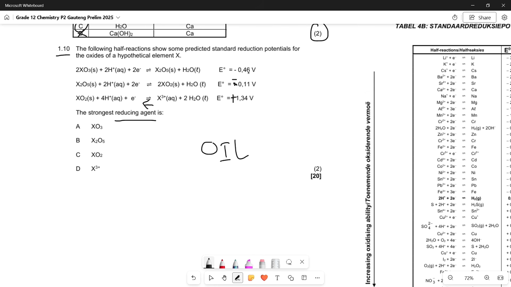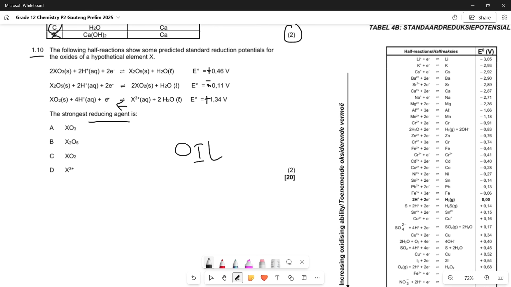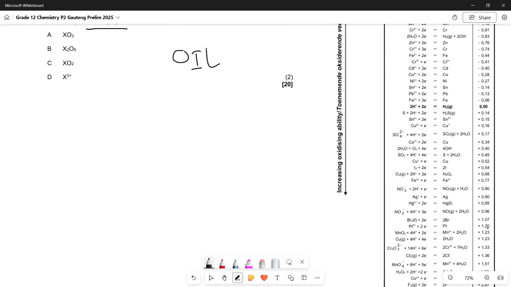And then here again, negative 0,46 becomes positive 0,46, which means that we've identified that we need the biggest positive value. We realize that we're going in the reverse reaction because oxidation is loss. We are losing electrons and they are breaking off. And that is because the strongest reducing agent is the thing that undergoes oxidation, which means now all we have to interpret is just which of these values with the changed signs has the biggest number. And as we can see, positive 1,34 is the biggest value, which corresponds with the increasing oxidizing ability over here.